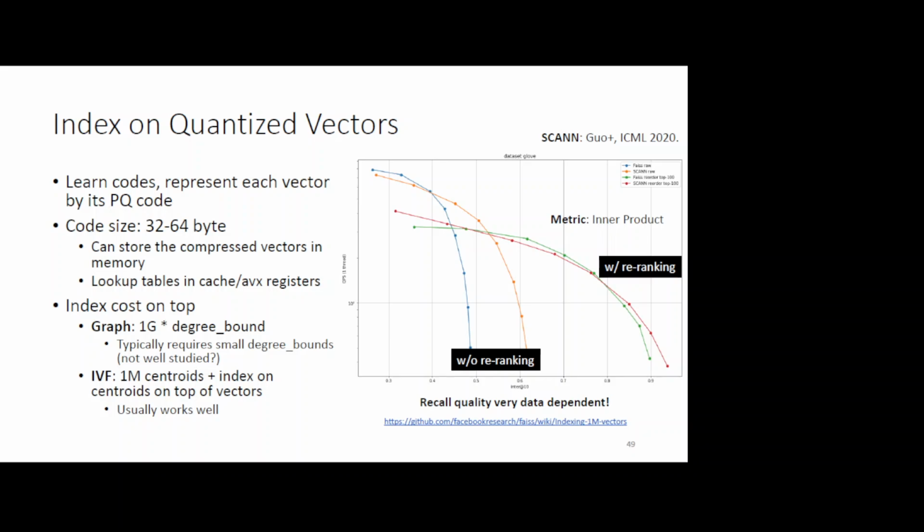Okay, so generally, if you want to build an index on top, for the graph based, typically you have to choose how many degrees, how many neighbors you want to connect. It affects the index size, so you have to consider how many degrees you want to connect. For IVF, we usually use 1 million centroids and build an index on it. It usually works well. You can choose which one to build your index.